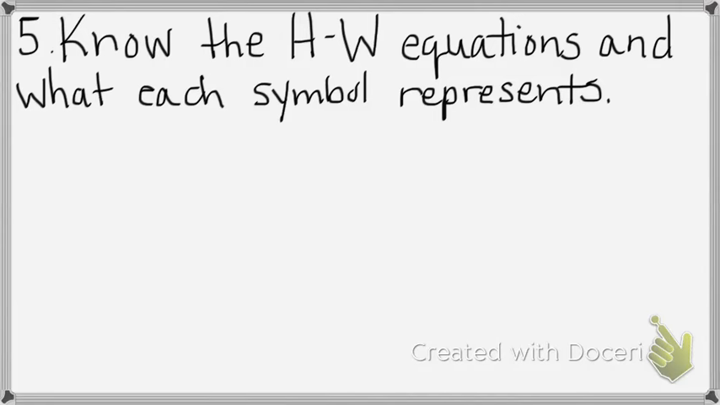I told you this on Tuesday, but I want to reiterate. You have to know what every symbol of Hardy-Weinberg stands for. So page 167 at the top, you have to know that. I'm going to say things like, what symbol in Hardy-Weinberg stands for the frequency of the dominant allele? And you have to pick p. Or I might say, what symbol in Hardy-Weinberg stands for percent heterozygous? And you have to pick 2pq. Everybody understand what I'm saying? Great.